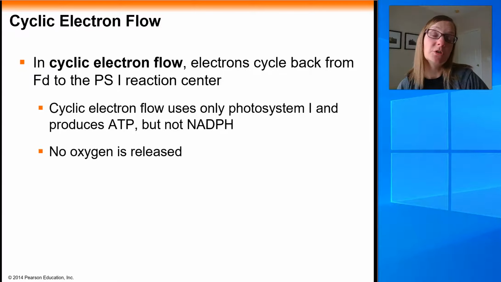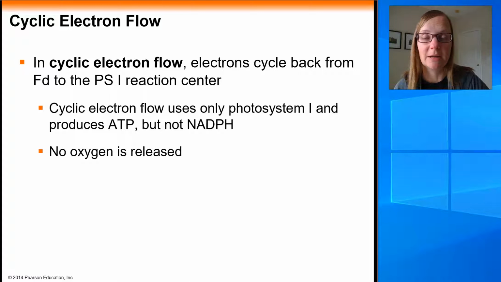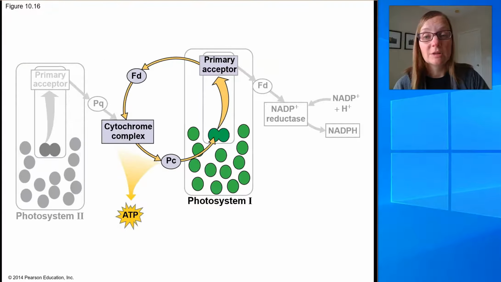That makes sense because if you're reusing the electrons, you can't really put them into the NADPH bucket and allow them to leave because you need to reuse them. On top of this, no water is split, so no oxygen is released as a result of cyclic electron flow. So let's take a look at what cyclic electron flow looks like in the context of linear flow.